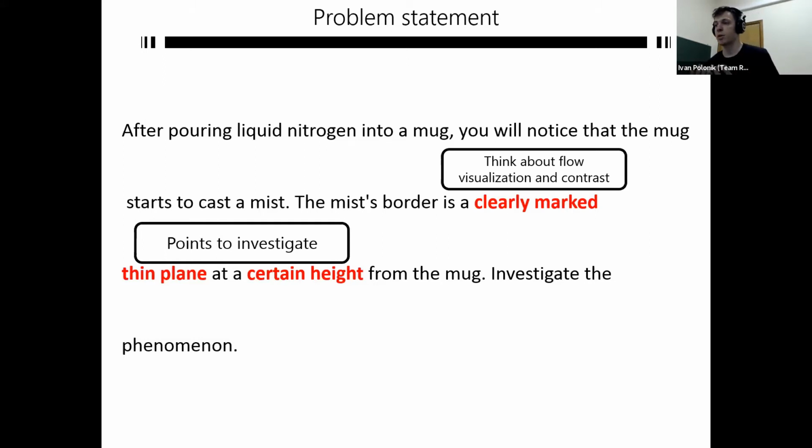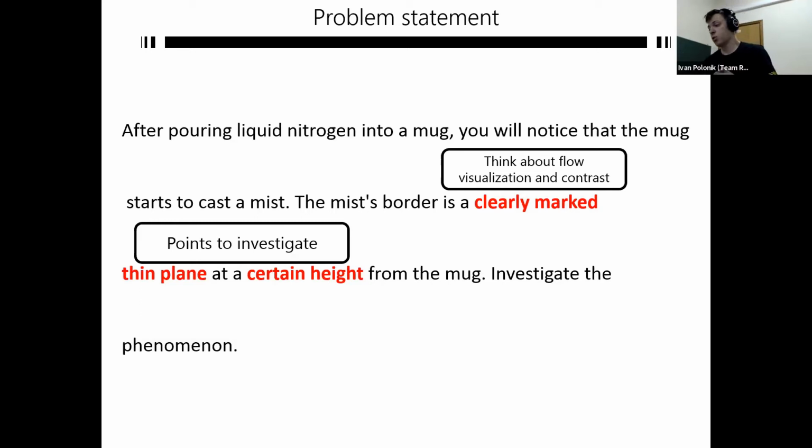So what does the statement of the problem tell us? First, it says that we should think about how to visualize the flow and make the flat fog plane higher in contrast, and also maybe to control some random flows which can be caused by, for example, if I move my hand like this near the mug, it can really change the shape.